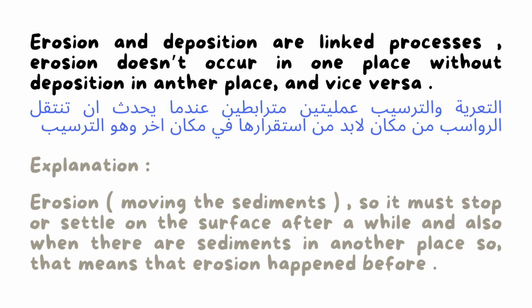Erosion and deposition, as it's clear for us, are linked processes. If there is erosion, there will be deposition, as if the sediments move, they must settle down in some place. So they are linked together. Erosion doesn't occur in one place without deposition in another place. So again, erosion, which is moving the sediments, happens, so they must stop somewhere and settle down on the surface. This is deposition. So erosion and deposition are linked processes.